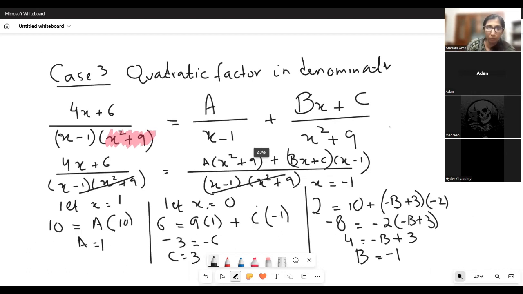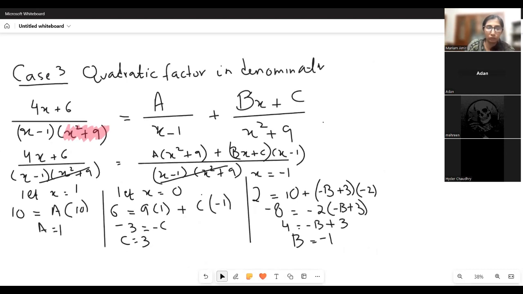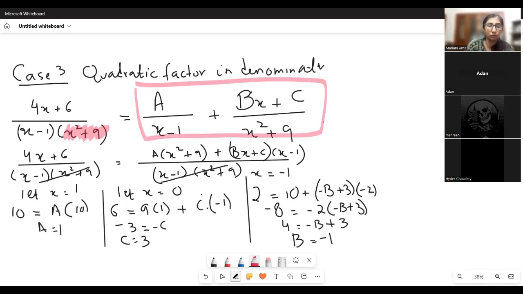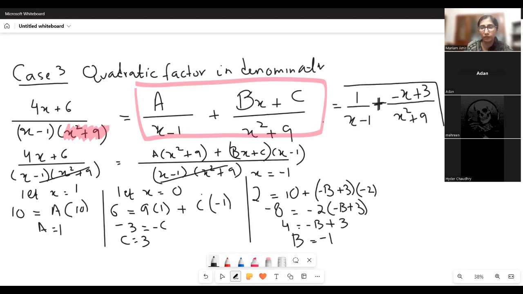So now we'll substitute the values of a, b, and c here. So a is 1. So we're getting 1 over x minus 1 plus b is minus 1. So minus x plus 3 upon x squared plus 9. This is the partial fraction. So that's case 3. Now let's do case 4.